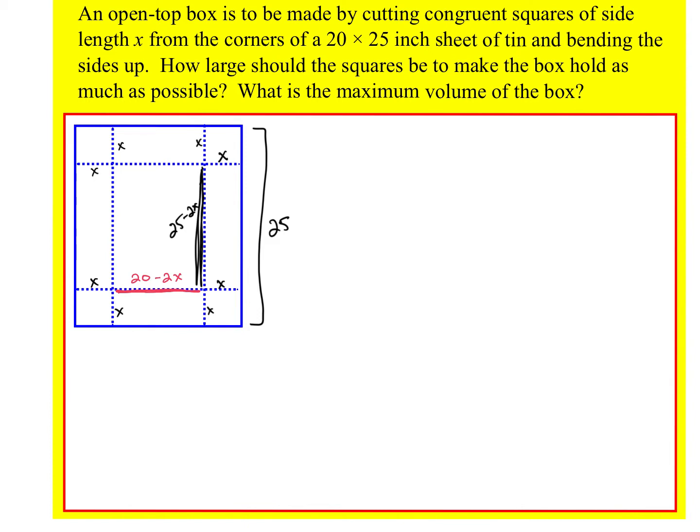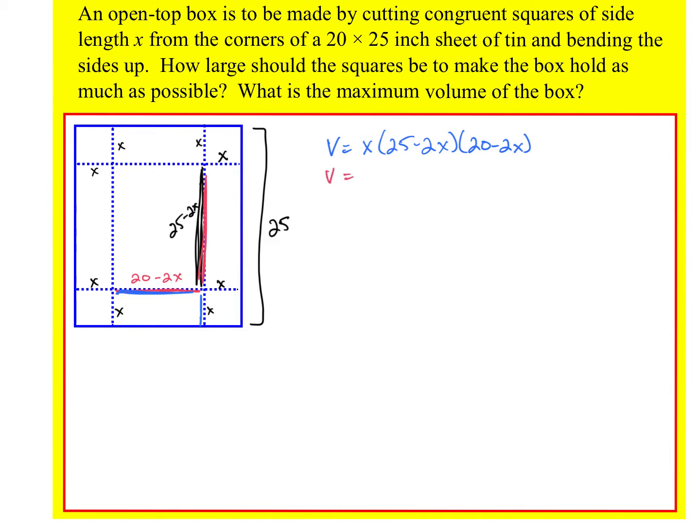So our volume is length times width times height. My length would be this portion, my width would be this portion, and my height would be that portion. So volume is equal to x times (25 minus 2x) times (20 minus 2x). We could take a derivative of that, but that's going to get extremely nasty. So I would personally FOIL and distribute the x before we get going.